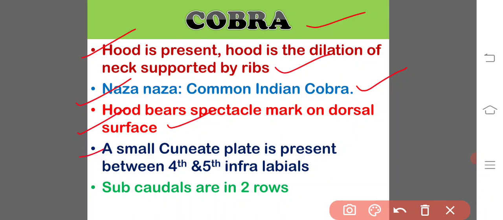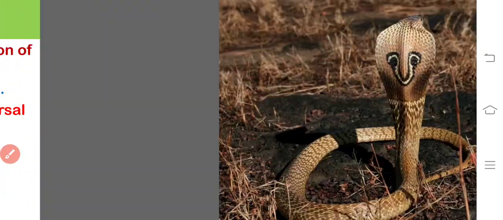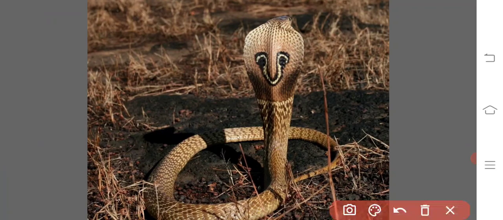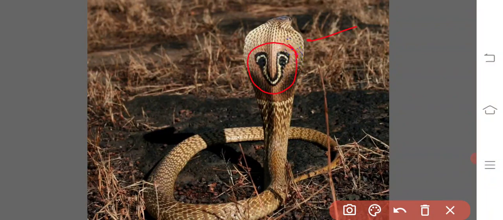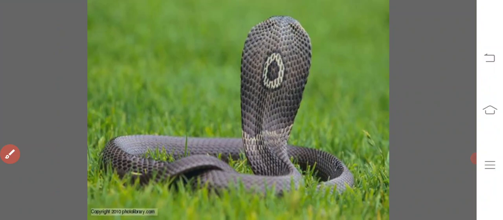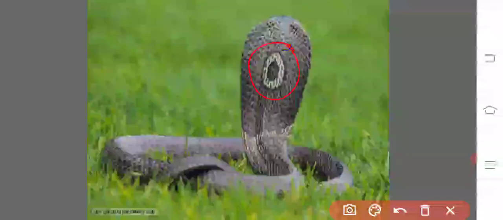A small cuneate plate is present between the 4th and 5th infralabials of the cobra, and the subcaudals are in 2 rows. These are the specialties of the cobra. Here there is a dilation of the neck region and ribs form the hood, with a biocellate spectacle mark on the dorsal surface of the hood, and some of them contain only one ocellus, a monocellate spectacle mark.